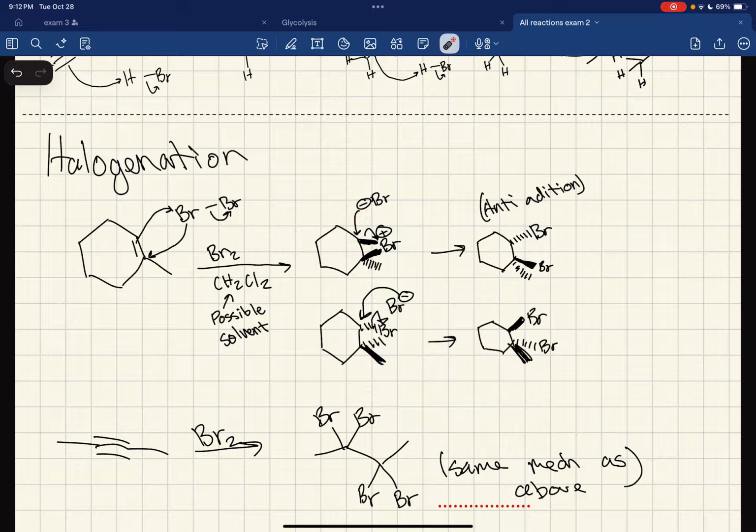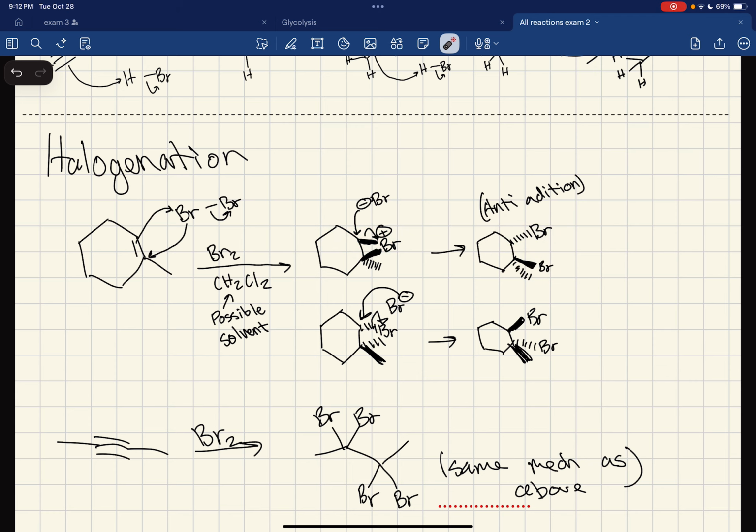I believe it usually attacks the least substituted side, but if I'm going to be real, it doesn't matter that much because both sides are going to have a bromine. And it's always going to do anti-addition, which makes sense because as this bromine comes in and attacks this, it's going to add opposite stereochemical configuration. So we got that and that.